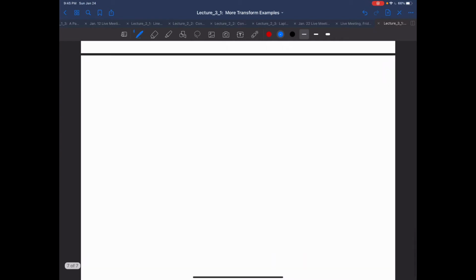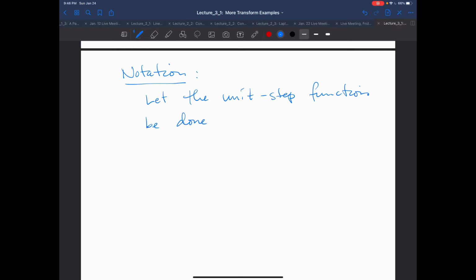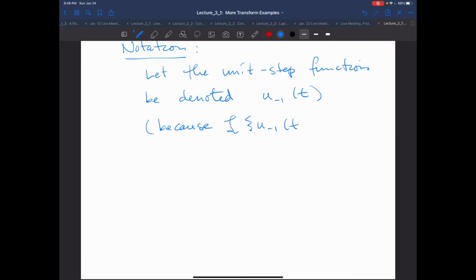A little more notation related to one-sided functions. In this case, we'll introduce some notation for the unit step function, which was the first function that we looked at when we started computing Laplace transforms. This is another thing that I mentioned during the last live meeting. We'll denote it u minus 1 of t. And you can think of the minus 1 as corresponding to the fact that the Laplace transform of this unit step is 1 over s, or in other words, s to the power minus 1.